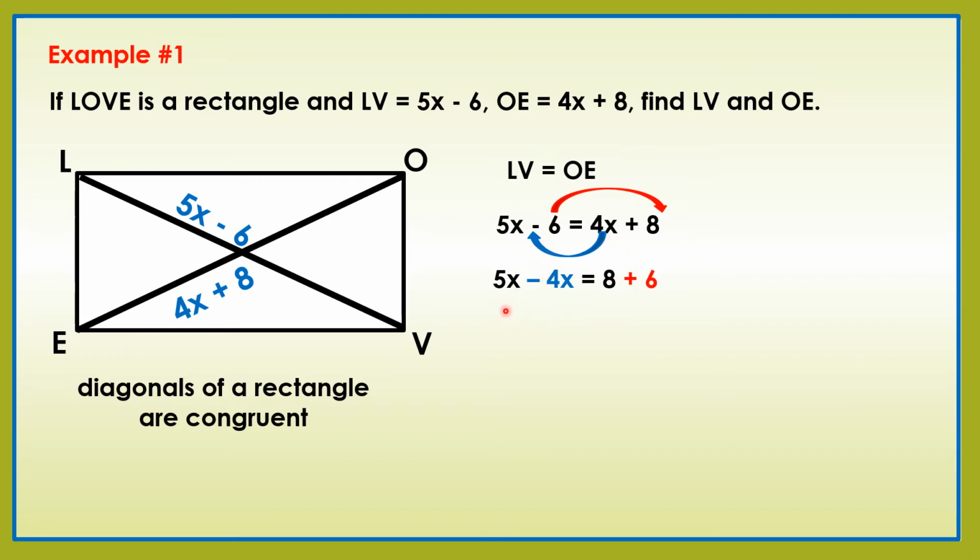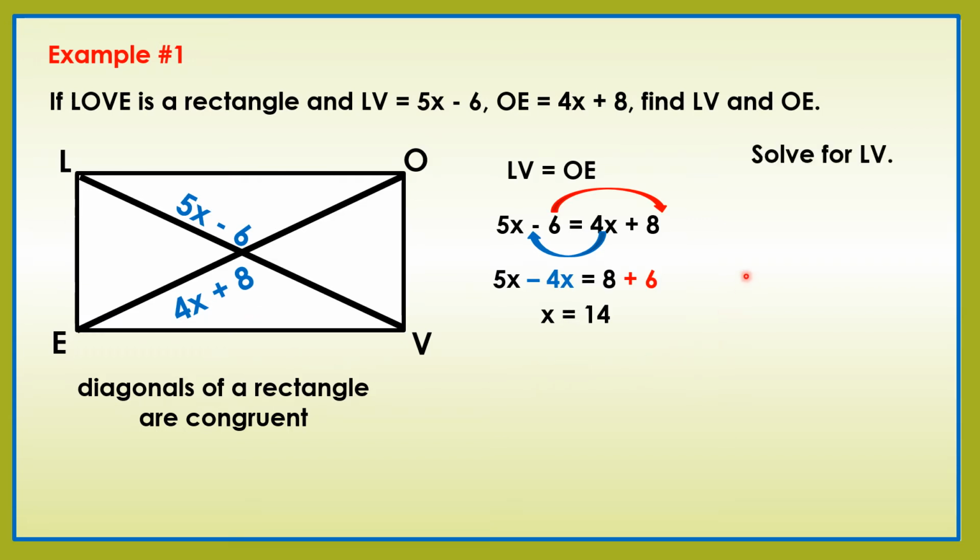Then, simplify natin ang 5x minus 4x which is x. 8 plus 6, that is 14. Therefore, meron na tayong value ng x which is 14. So, pwede na tayong mag-substitute kay LV which is 5x minus 6 or pwede din kay OE which is 4x plus 8. So, pwede kayong pumili sa kanilang dalawa.